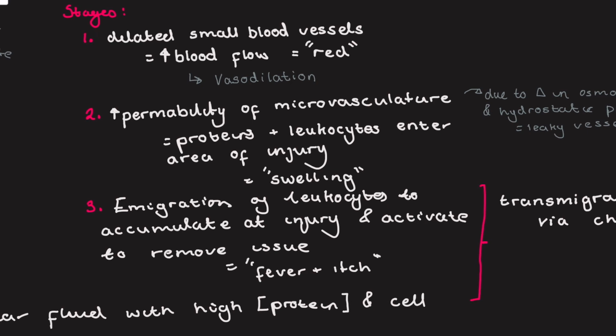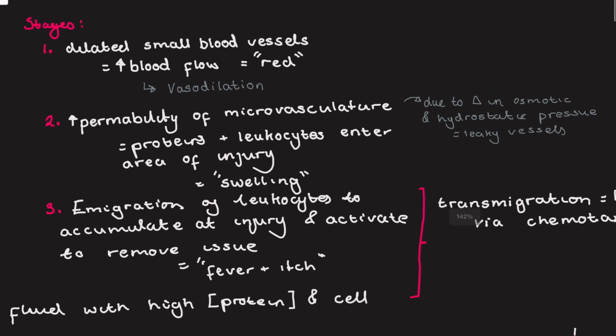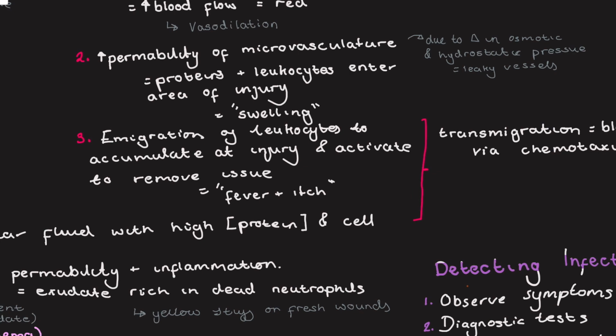You get increased permeability of microvasculature, which means that proteins and leukocytes can enter the surrounding tissue. This causes the swelling. And there's also immigration of leukocytes from the microcirculation to accumulate at the injured tissue, and they are activated to eliminate the offending agent, so things like pathogens. This causes the heat, the fever, and the itching.